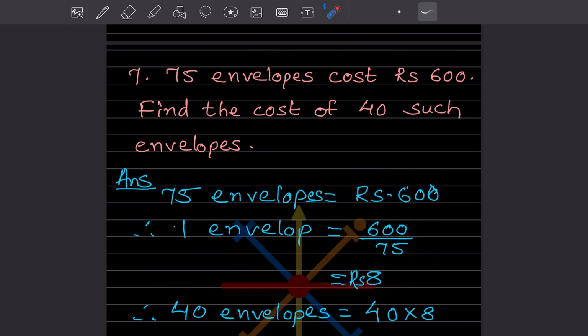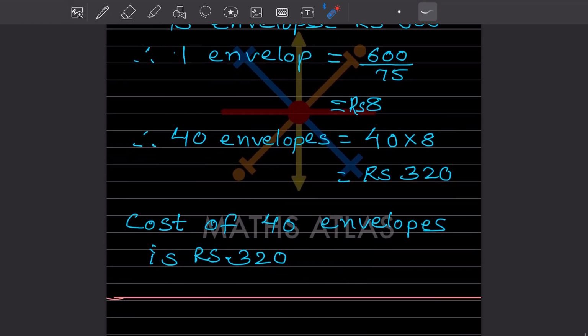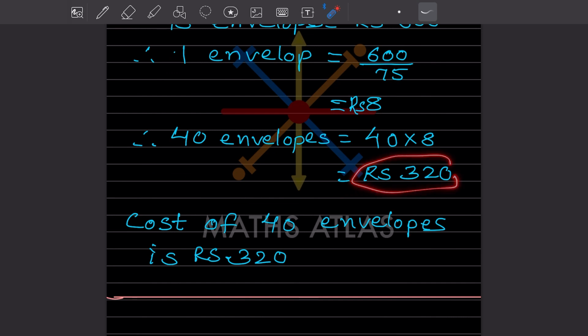So now let us see the cost of 40. You know one envelope is 8. So 40 envelopes is going to be how much? 40 into 8, that is going to be 320 rupees. So you have to write this statement. Therefore, cost of 40 envelopes is 320 rupees.